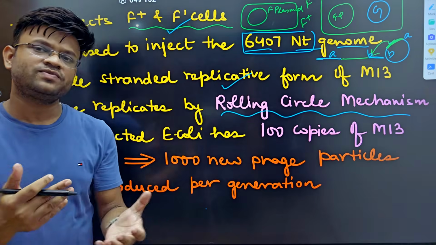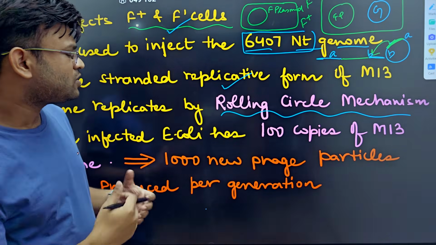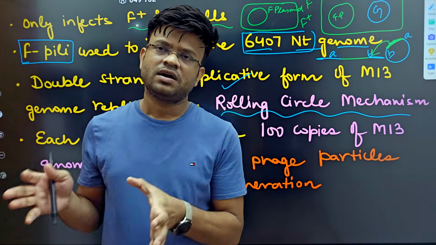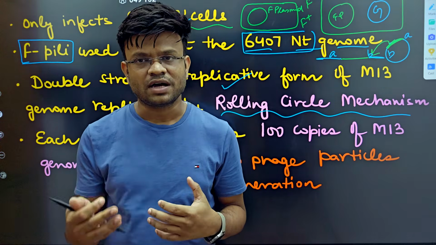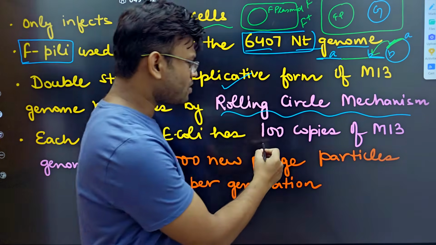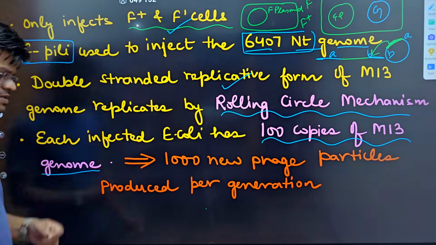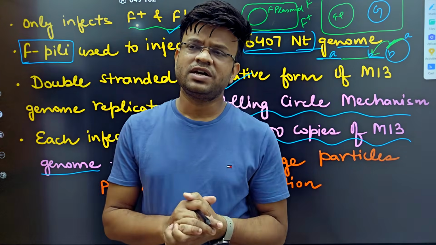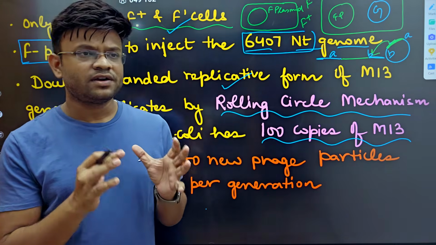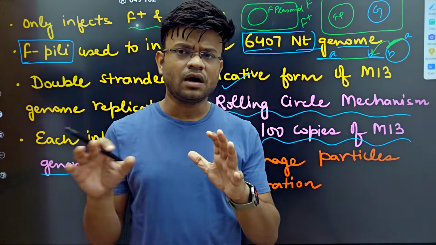So when the M13 phage vector infects the E. coli, the rolling circle mechanism takes place, and because of this the duplication of the genetic material of the M13 phage occurs, right? Now, each infected E. coli has 100 copies of the M13 genome. What does this mean? In general, we can say that approximately 100 M13 phage vectors can reside inside a bacteria.